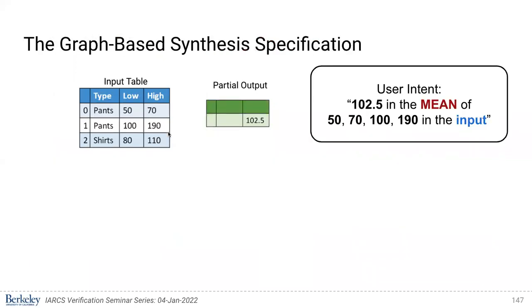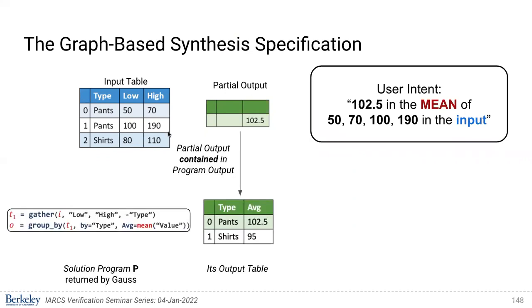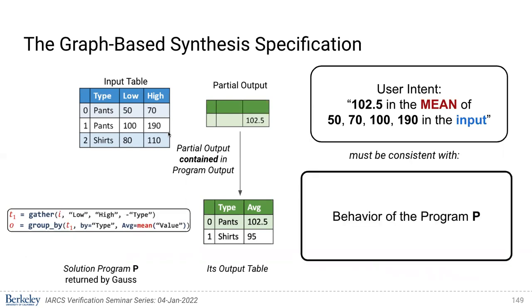So what is the new synthesis specification that we're introducing, or the modality? Along with the input table and the partial output, you're also recording this user interaction or the user intent very explicitly. So in this case, it was that 102.5 is the mean of these 4 values in the input. And a program satisfies the spec if its output contains that partial output. In this case, it contains that value 102.5, which is specified as part of the partial output. And its behavior must be consistent with the user intent. So this is an extra check that we're adding beyond the input-output example.